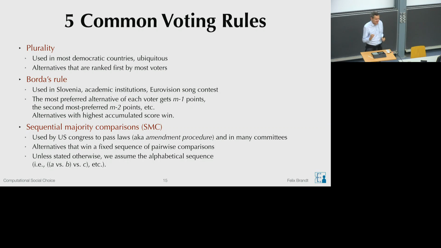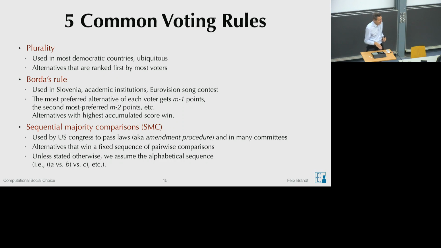And as you can imagine, the ordering of the alternatives does matter. For instance, when this is used in the US Congress to pass laws, the chairman usually has the power to specify the ordering of the alternatives. And this gives him quite a lot of power, because if you assume that all the preferences are fixed, by changing the ordering in which alternatives are compared, you can actually change the outcome of this voting rule.